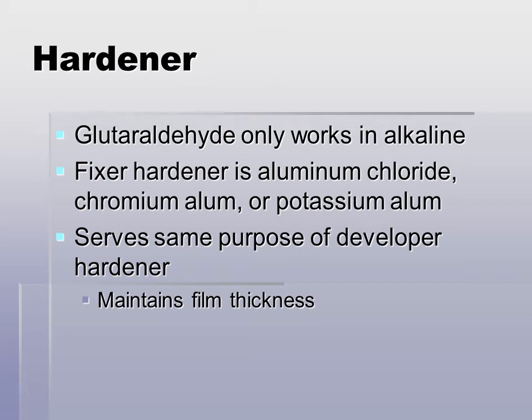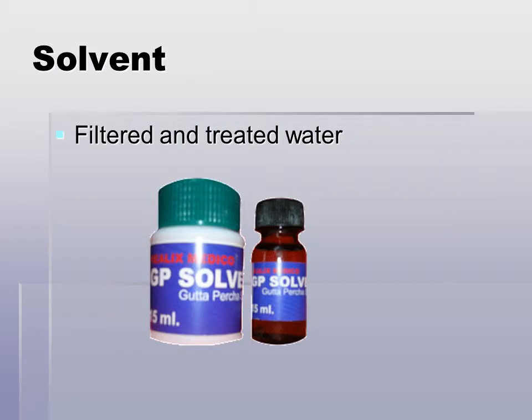Hardener. Glutaraldehyde only works in alkaline, which means it's only going to work in the developer. So the hardener for the actual fixer is aluminum chloride, chrome alum, or potassium alum. It serves the same purpose as the developer hardener. It's just maintaining the film thickness. Again, I mentioned the solvent is the same for both. It's going to be filtered and treated water.